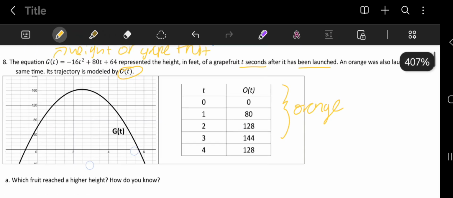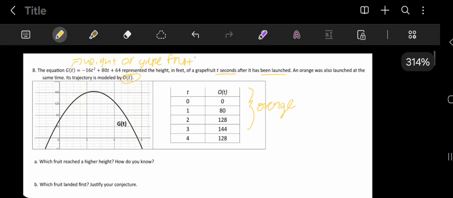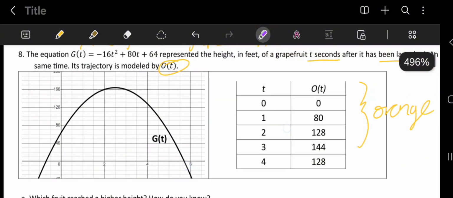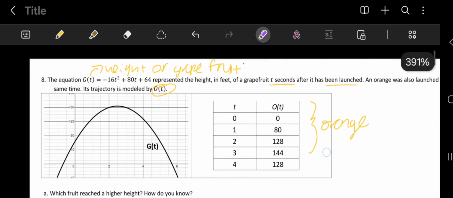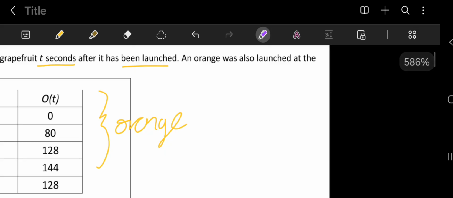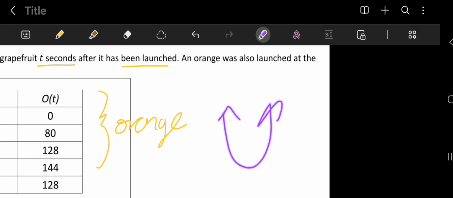Now that we have that, let's look at our first question. What is our first question asking us? A asks, which fruit reached a higher height and how do you know? We understand that these are both quadratic functions, because it's coming up by a constant value and then coming down. So we know a quadratic function is going to be parabolic.